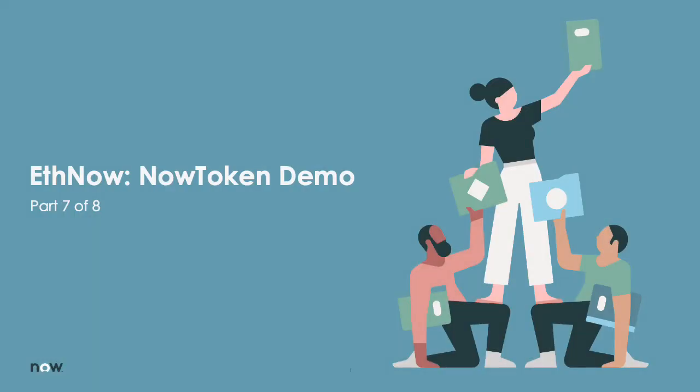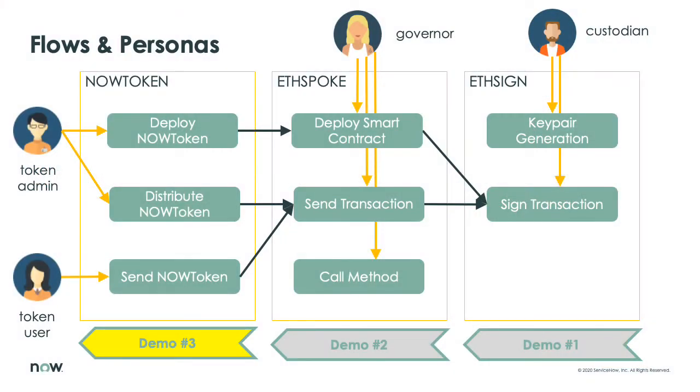Let's go now to the third and final part of the demonstration. In this part, we will interact with the NowToken application built on top of the Ethereum connector. We will first be the token administrator interacting with the deploy NowToken flow and the distribute NowToken flow. Then we will be token user Alice interacting with the send NowToken flow from the portal.